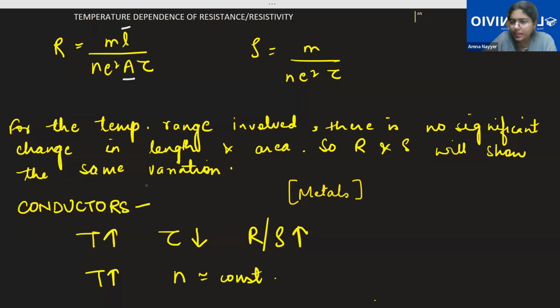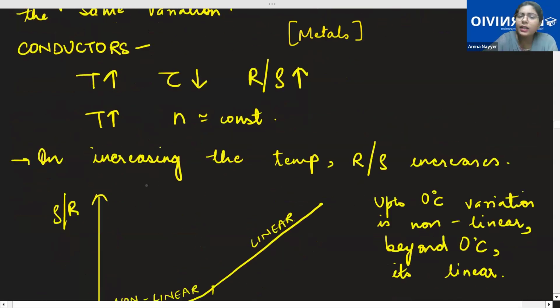Because see, the current electricity chapter gets related to your semiconductors. You study here everything about conductors. There, everything will come similar, but with the term conductors. Now, conductors mostly mean your metals.